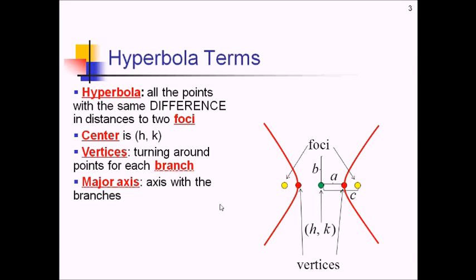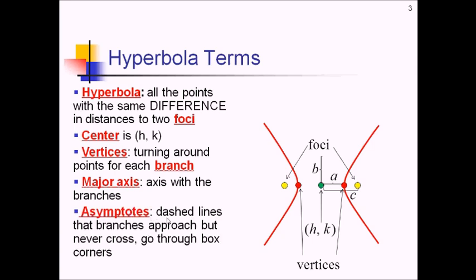One other feature hyperbolas have that ellipses do not is they have asymptotes. So these are the dashed lines that the branches are approaching but never quite crossing. See, we get closer and closer but don't actually get there, and they're diagonal asymptotes for this. Now, these asymptotes go through the corners of an invisible box, and that box is as far away from the center as the A value and the B value.